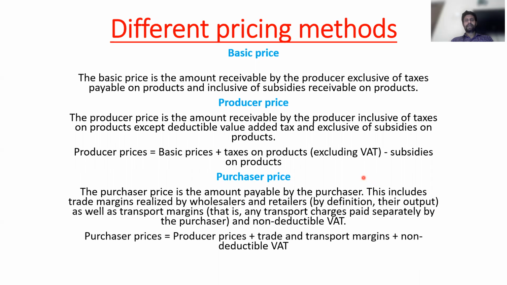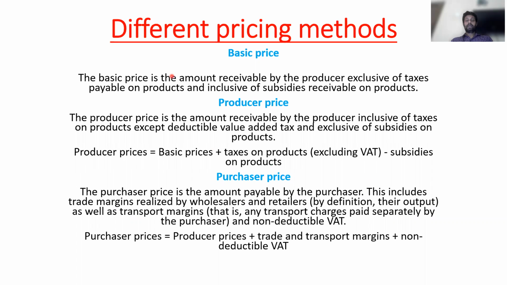As well as different pricing methods are included here. SNA 2008 has emphasized clearly different pricing methods from the producer to the purchaser. So there are three types. Basically, we already understood these two: basic price and the purchaser's price. According to SNA 2008, there is one more, the producer's price. This is actually a flow.